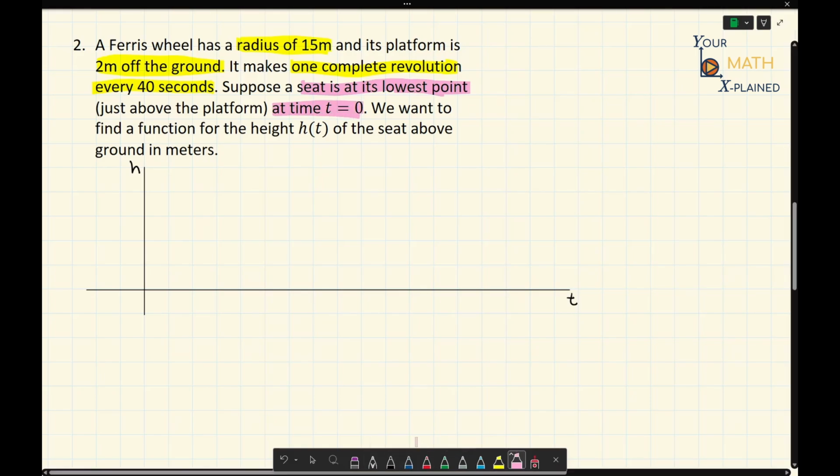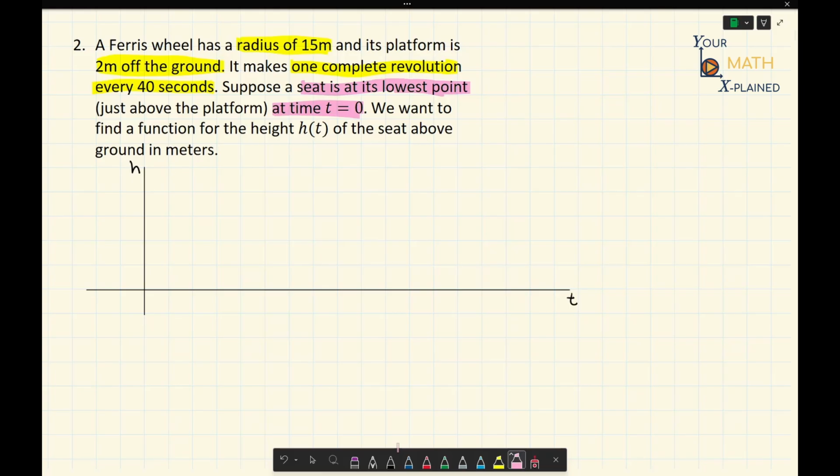And since the platform is 2 meters off of the ground, that means right now, the height is going to be right at the platform, which is 2. Okay, so we're going to say 2, let's say that's around there. That'll be our 2. And that is going to be our starting point. Now, since one complete revolution takes 40 seconds, that means if we're starting at the lowest point, we're going to go once around in 40 seconds. So the next time we're going to be at the lowest point is going to be 40 seconds later.